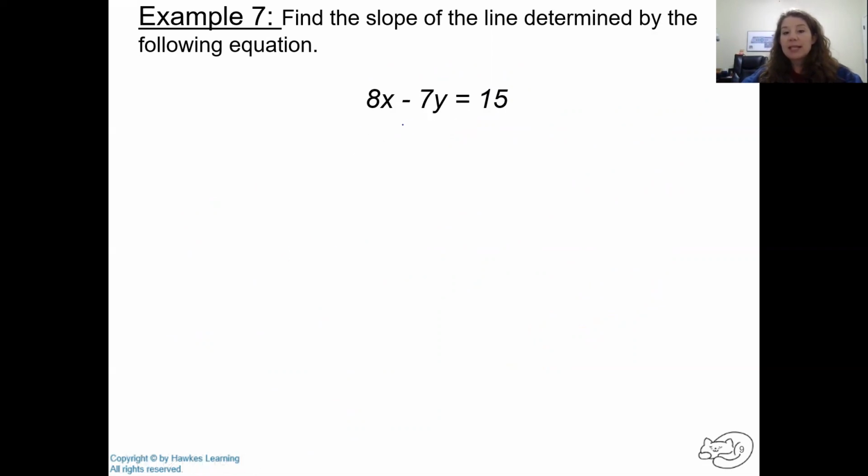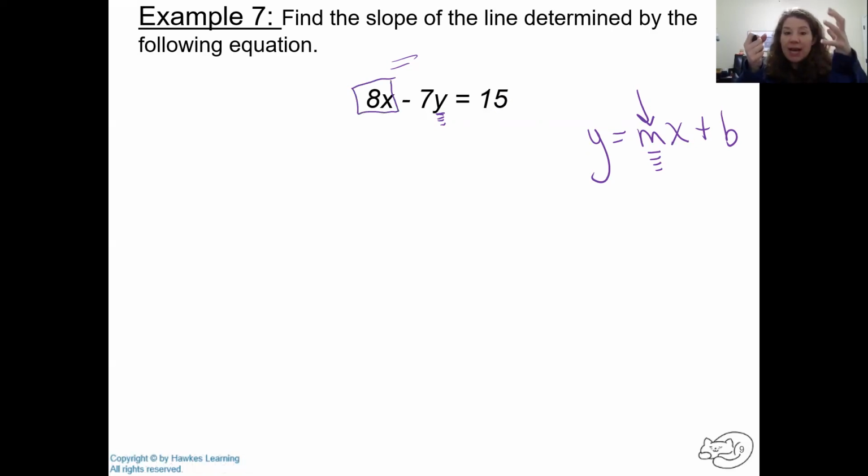So if I'm given something like this and I'm looking for the slope of the line, I want to put my equation in slope-intercept form, and then whatever number is multiplied by X is the slope. So I want Y by itself. I want everything else moved to the other side. So I'm going to start with this whole term. I don't want to divide by 8 and pull those apart. I want to move the whole term. The only way to get rid of a whole positive term is to subtract the whole term from both sides of the equal sign.